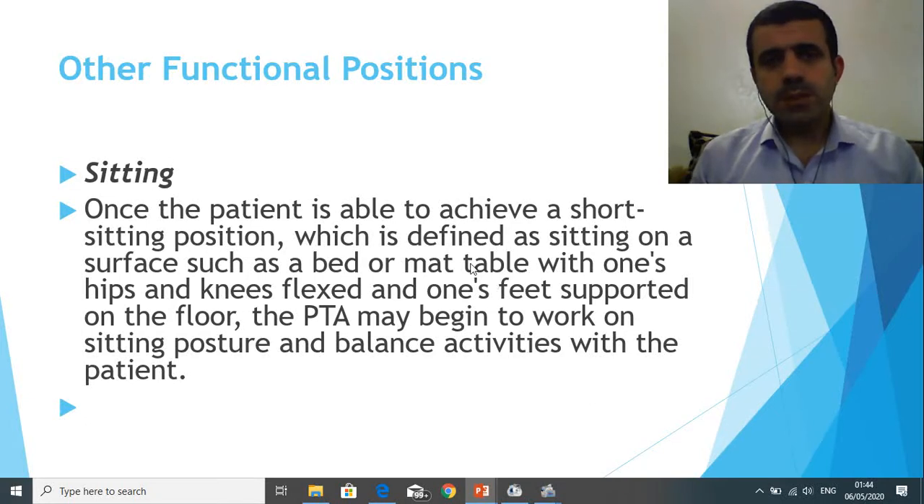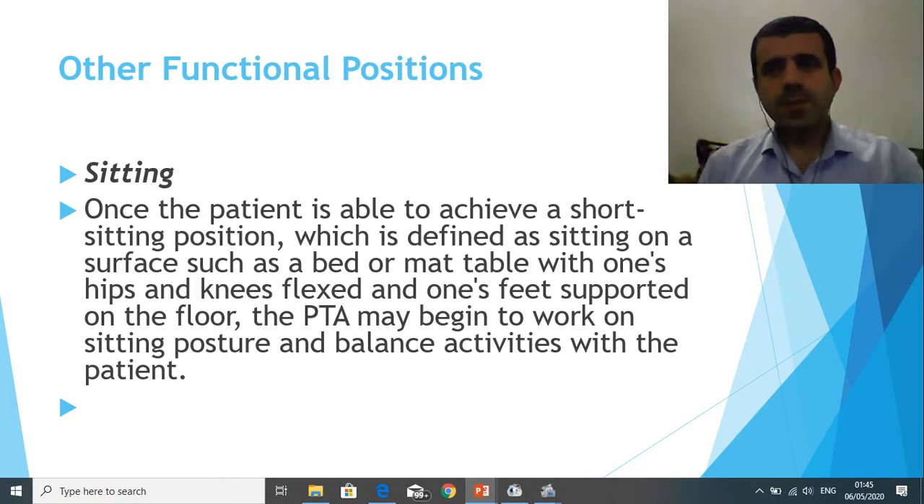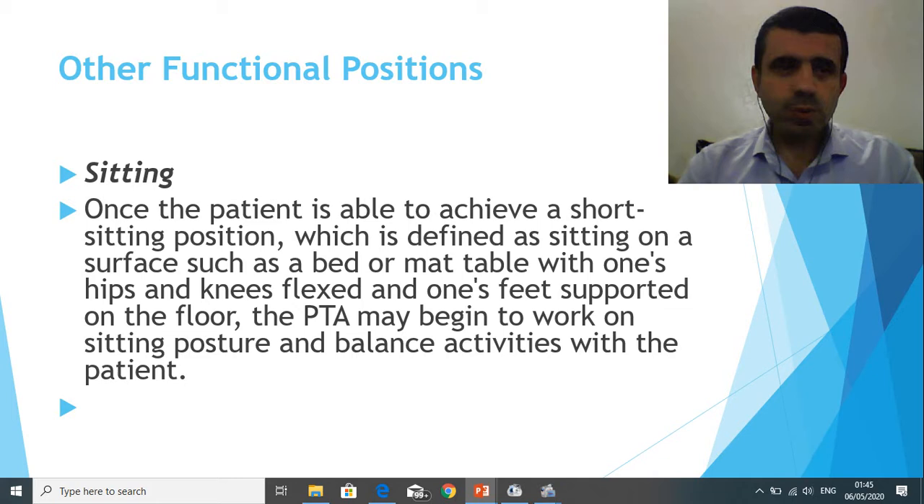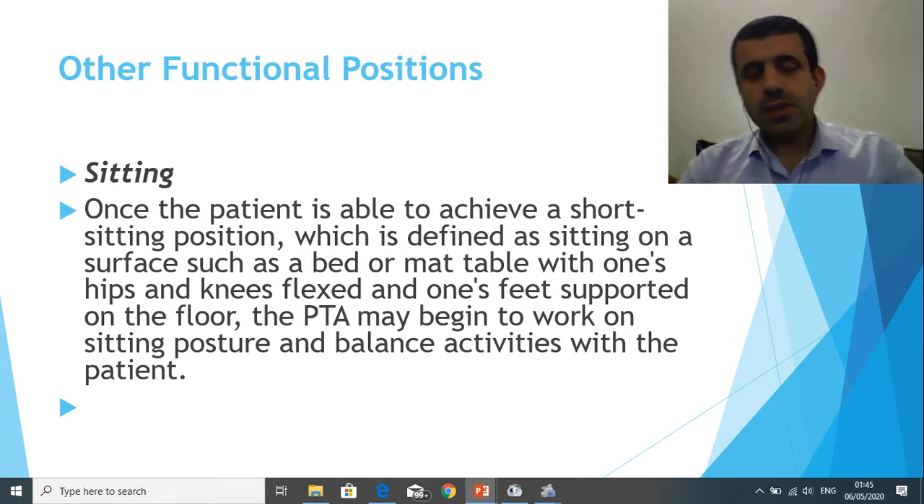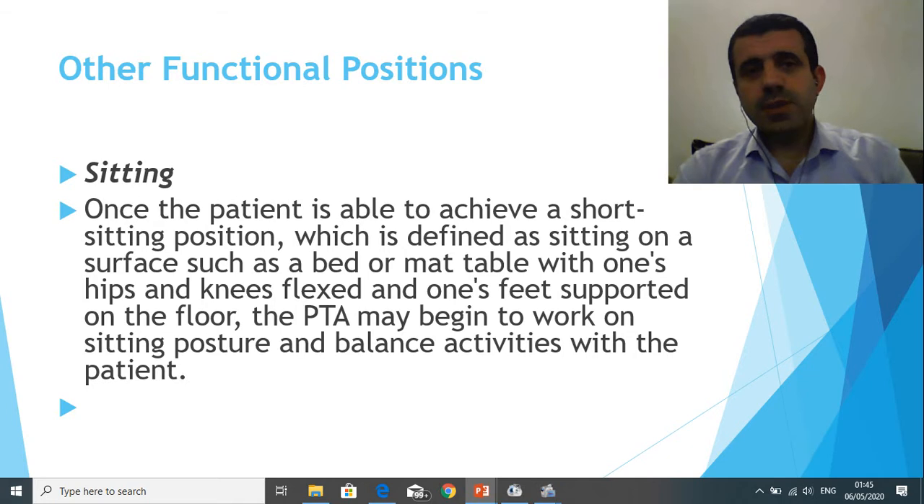We will continue our lectures. As I remember, we talked about the steps of physiotherapy for patients with stroke, and we arrived at the step of sitting of the patient. So in the sitting, after the patient has become stable and can sit, we sit the patient on the bed first, and we try to do some exercises while the patient is sitting.